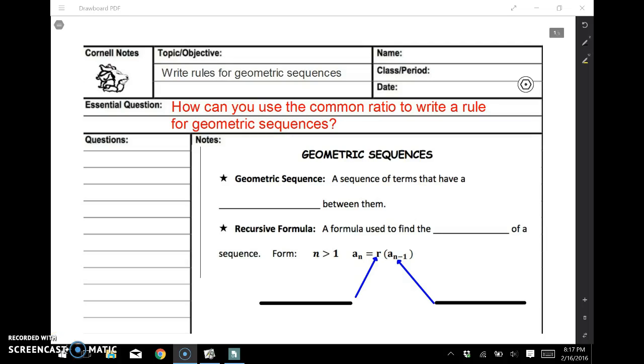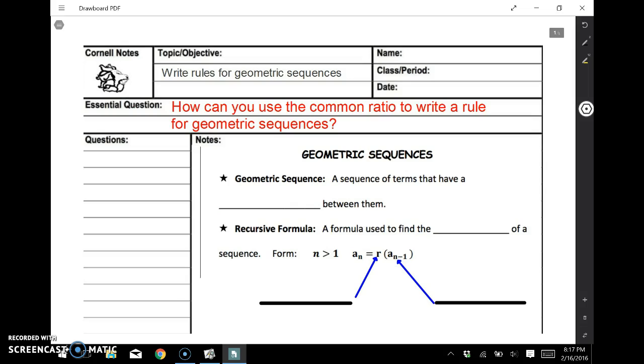Alright guys, so today our objective is moving on to writing rules for geometric sequences. I'm going to go ahead and do it in the style of Cornell notes. So at this moment, you guys can definitely pause the video and just copy this down in your composition book using the Cornell note style. And then when you're ready, push play and I will help you fill in the notes. Alright, so go ahead and pause it.